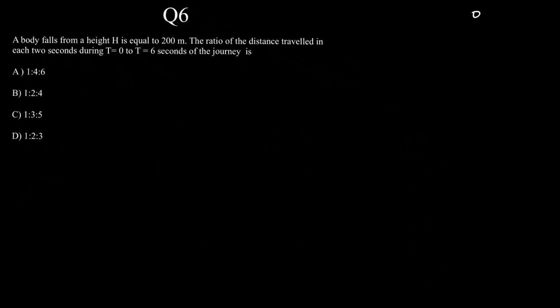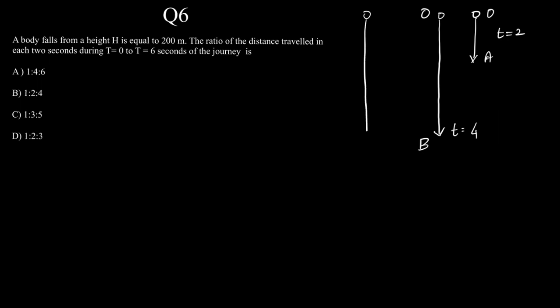So if we try to visualize and understand the question here, the body is dropped from O. In time t is equal to 2 seconds, it reaches A. In time t is equal to 4 seconds, it travels even further. Now, in time t is equal to 6 seconds, say it reaches C. So, this much distance is covered in 6 seconds.